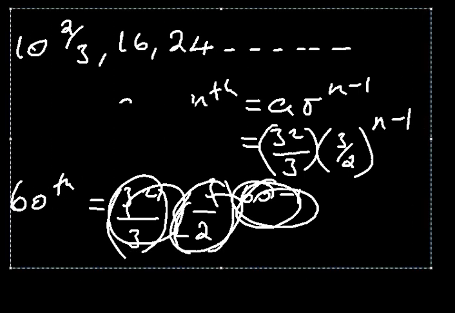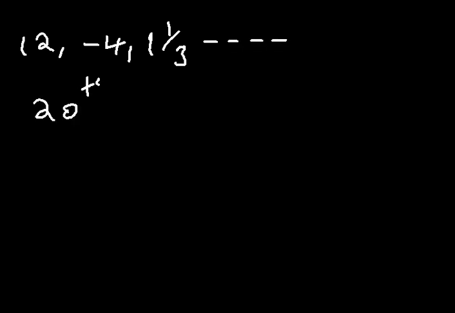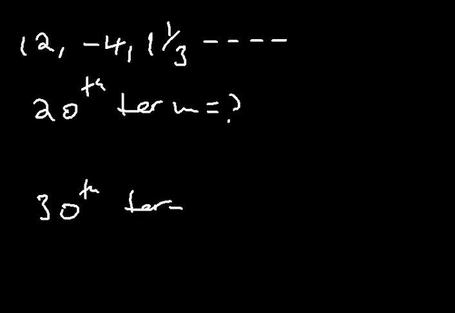And let's say we have, in this case, think about this as well. Let's say we have the geometric series given as 12, comma negative 4, comma 4 over 3. Now find the value of the 20th term if this is the case. And also in the same case, you should find the value of the 30th term.